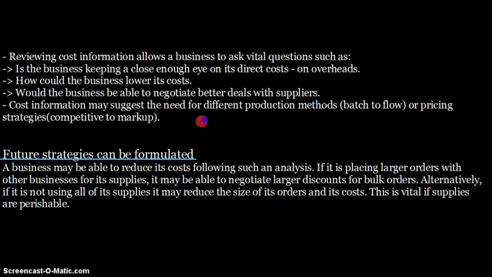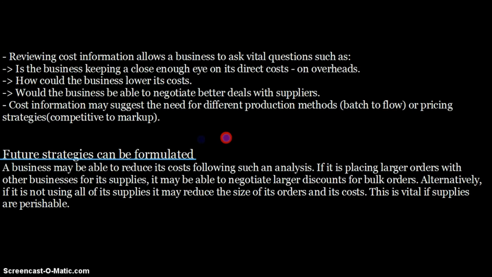Cost information may suggest the need for different production methods, such as batch to flow, or pricing strategies, such as competitive to markup. If you review your cost information, not only will you make decisions on how to reduce costs, you can also change your production methods or pricing strategies, so that you can minimize the cost or maximize the profit. Changing batch to flow will involve some costs, but in the long run you will be able to produce more units and hence have more sales revenue.